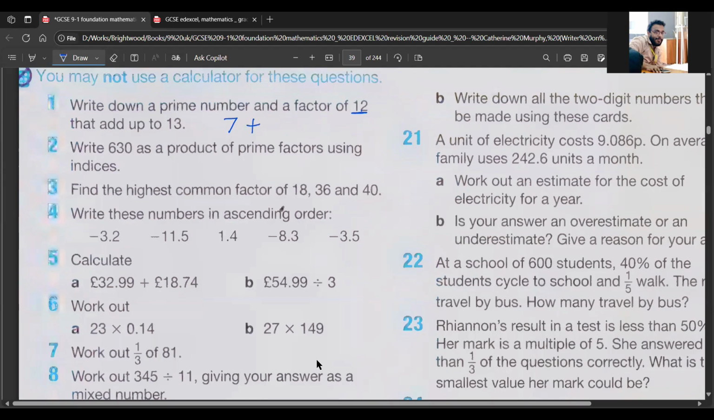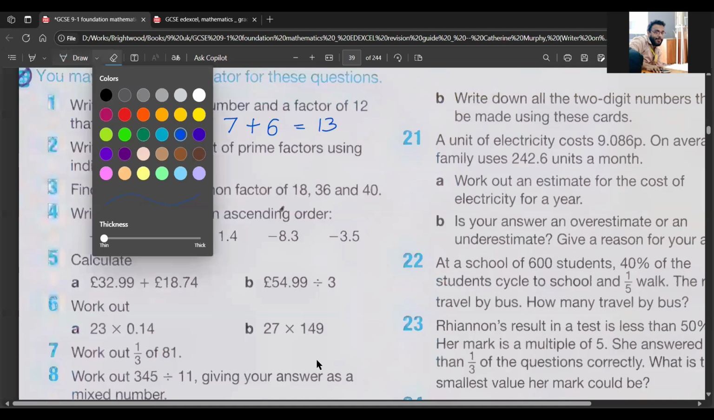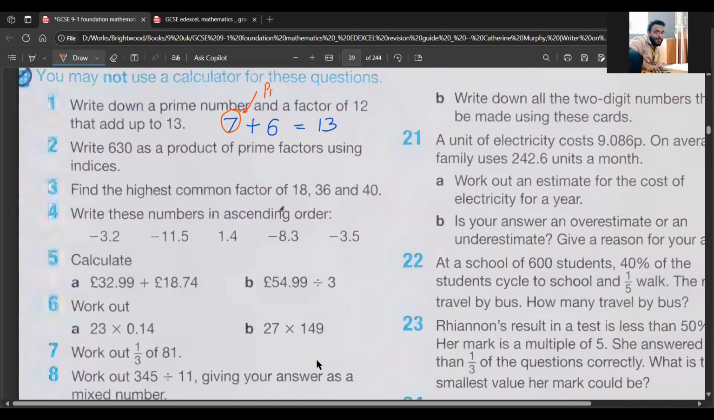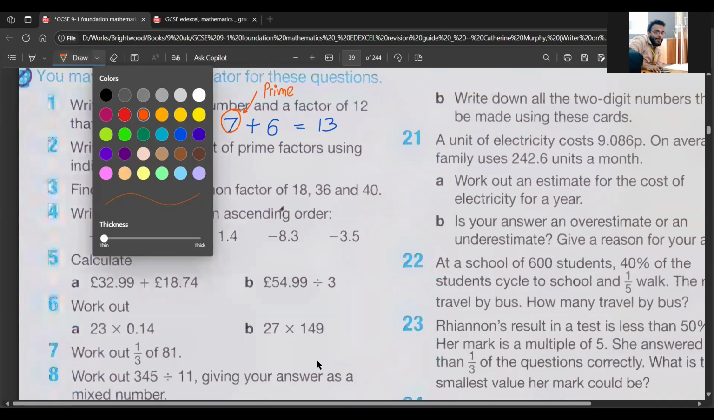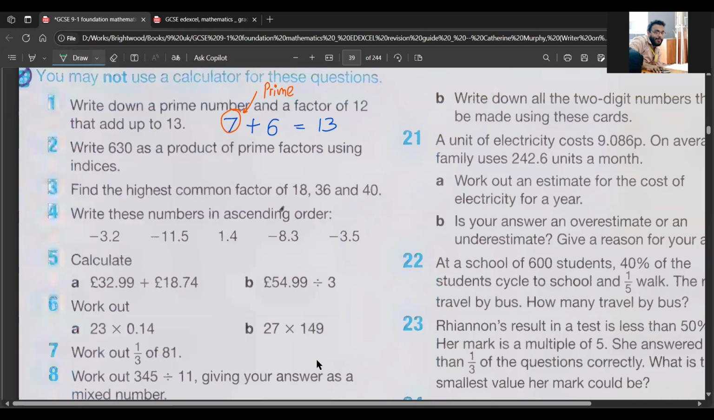If I take 7, the other value should be 6, since adding gives 13. So the prime number is 7, and 6 is a factor of 12. So we can take that. One number is 7, the prime number. The other value, the factor, is 6, a factor of 12. Now it's fine, no?